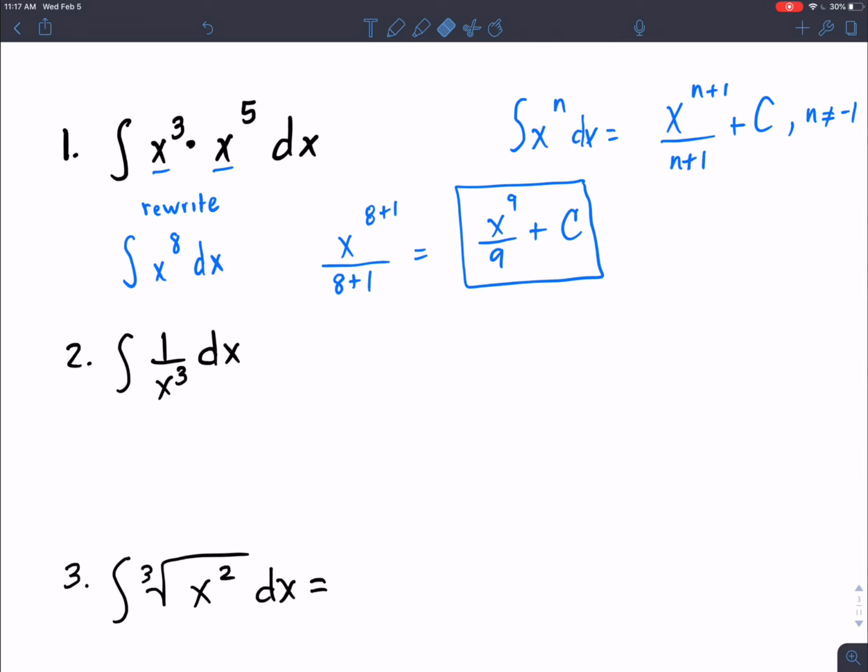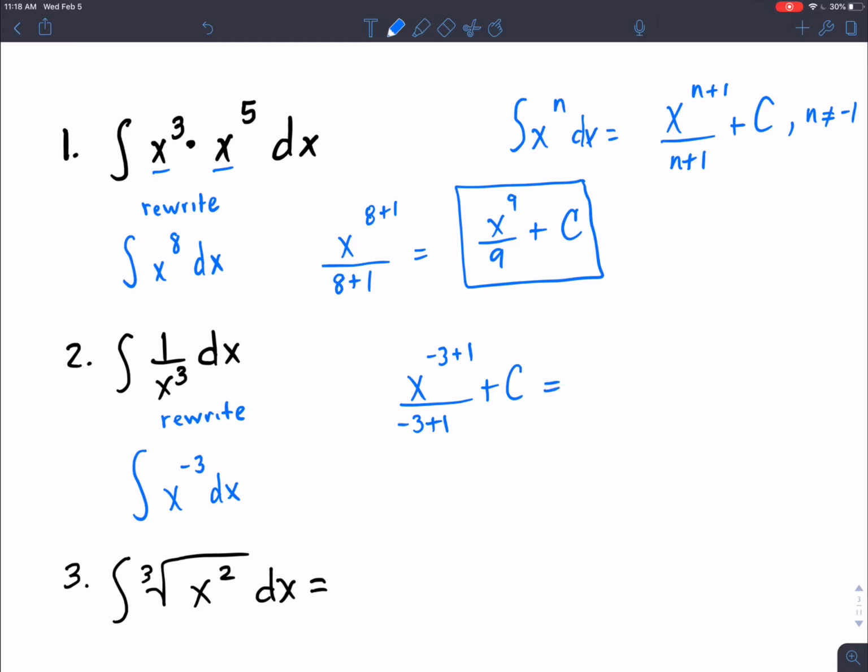We want to rewrite this, because we can rewrite this using a negative exponent: x to the negative 3 dx, and now we want to take the antiderivative of that. So x to the n plus 1 over n plus 1 plus a constant, and let me write this one out again this time.